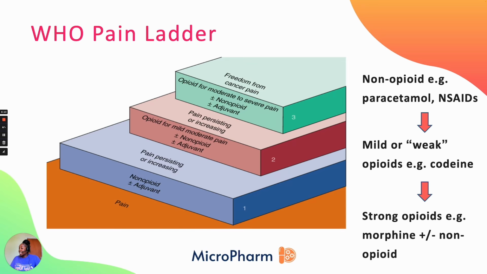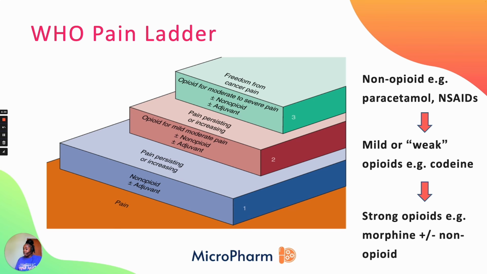So the WHO pain ladder was originally designed to manage pain from cancer, but it's been widely adopted for other types of pain, and it's still sort of the go-to for managing pain, whether it's acute or chronic. There actually isn't much evidence to support its use in chronic pain, but the general principles are useful when thinking about starting someone on pain relief medication.